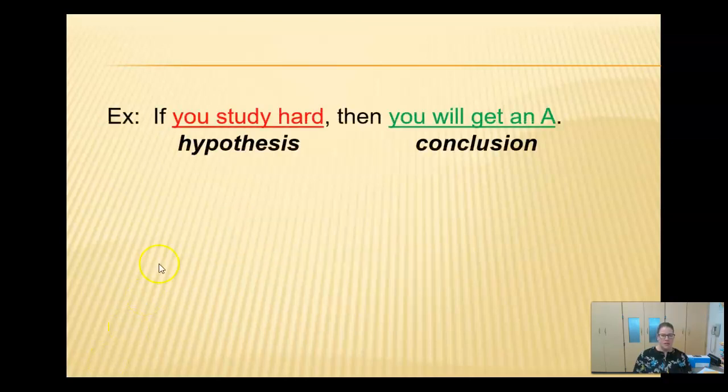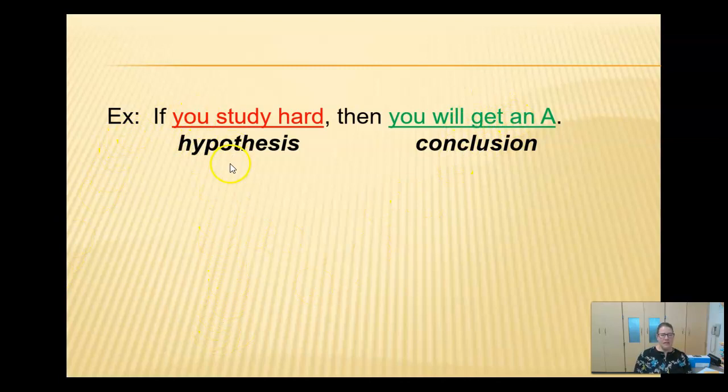Okay, so here's an example of a conditional statement. So the statement says, if you study hard, then you will get an A. Okay, so the hypothesis here is you study hard. The conclusion is you will get an A. And again, you just find the hypothesis by it comes after if, and the conclusion by it comes after then.